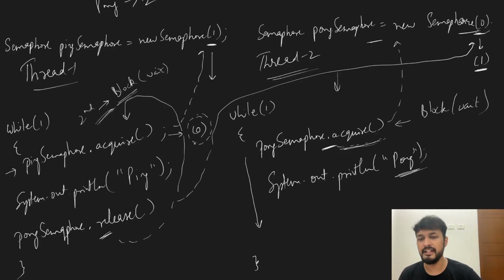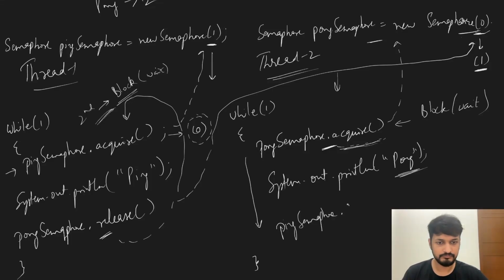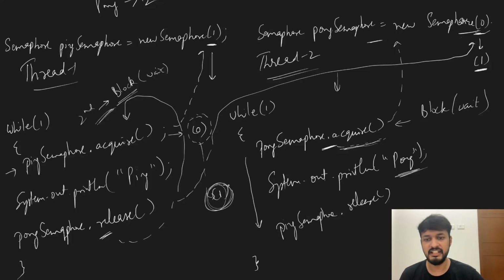So let's go ahead and release a permit so that thread 1 becomes in control and is released from waiting to running state. When we write pingSemaphore.release, the permit count of ping semaphore increases from 0 to 1, and after it increases, the CPU says, hey thread 1, you are trying to acquire a permit from ping semaphore, right? Now the permit is available.